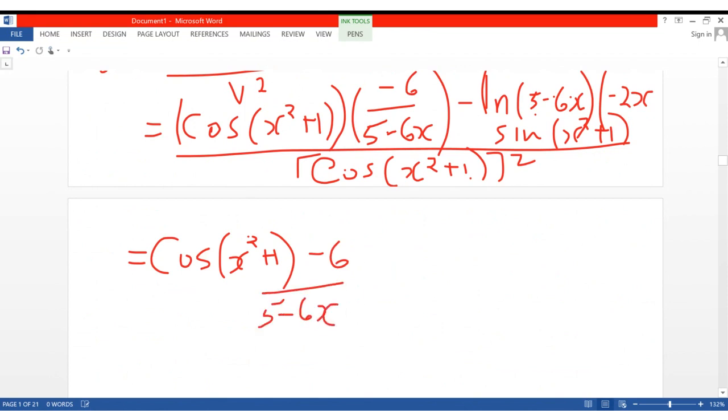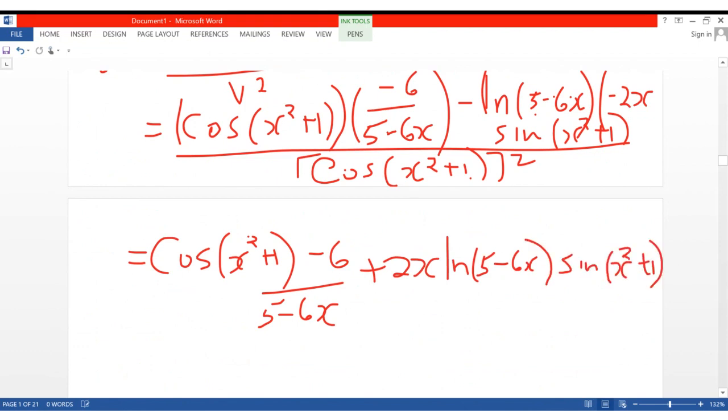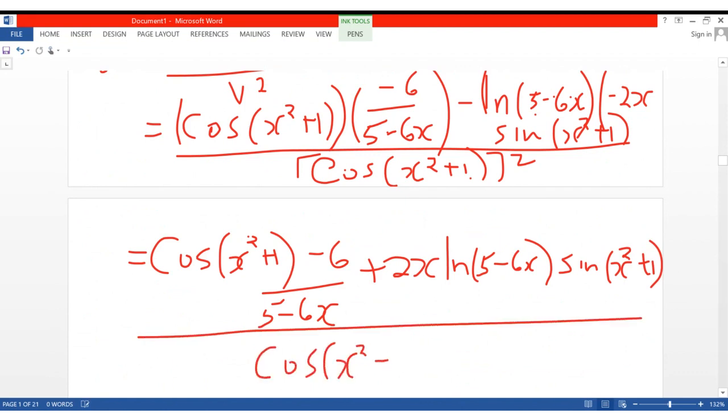But in the other one, I can simplify. I can bring the negative 2x in front. A negative times a negative will get positive 2x. Then ln 5 minus 6x, and then sine x squared plus 1 all over cos x squared plus 1 brackets. The whole of this one squared, and that is the final answer. So when you input the values there, I will not have a problem.